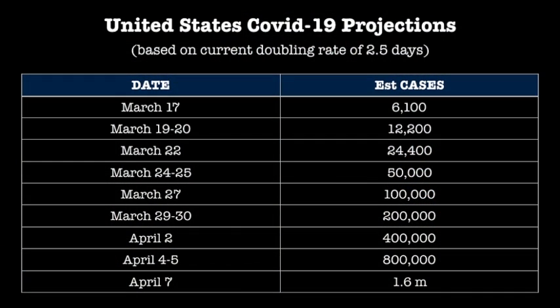All right, so again, this is a chart of the projections of cases over time for the next 2 weeks. March 17th, this is today, or yesterday for me, but today for many of you, and the last point on the graph, 6,100 cases. So 2.5 days later, March 19th to 20th, that gives us 12,200 cases. March 22, 24,000 cases. March 24 to 25, 50,000, then 100,000, 200,000, and very quickly now, within about 2 weeks, we're at 1.6 million cases.